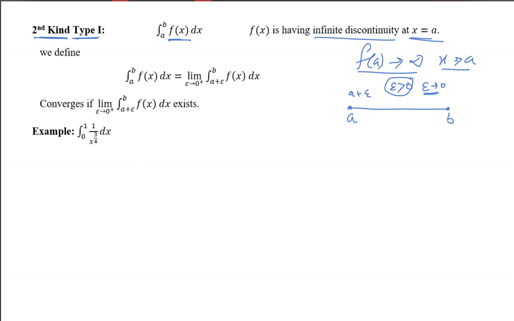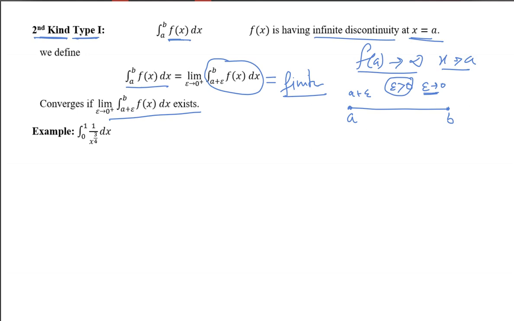So as epsilon tends to 0 plus, we take the integral from a plus epsilon to b of f of x. Now at a plus epsilon we don't have any point of infinite discontinuity, so we can easily integrate this, and we check whether this limit exists as epsilon tends to 0. If this limit exists, then the improper integral value will be the limiting value, if it is finite.